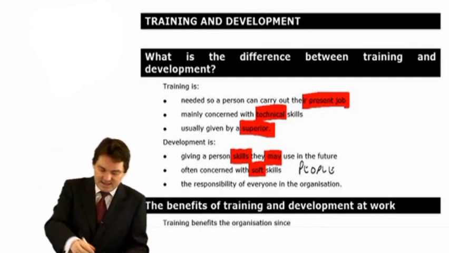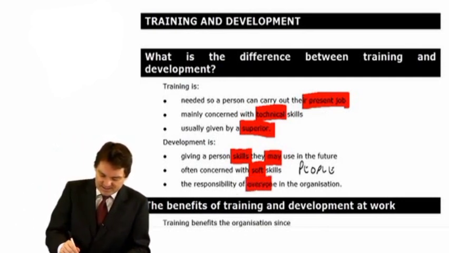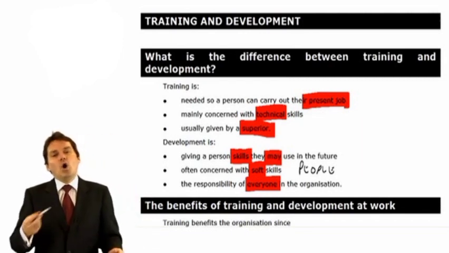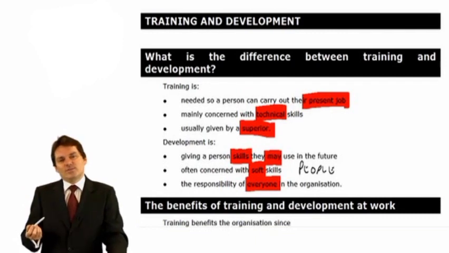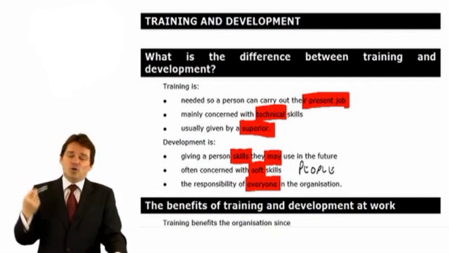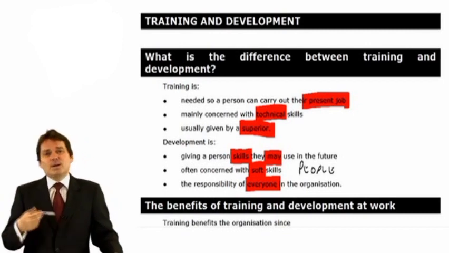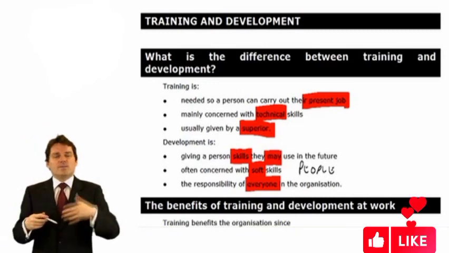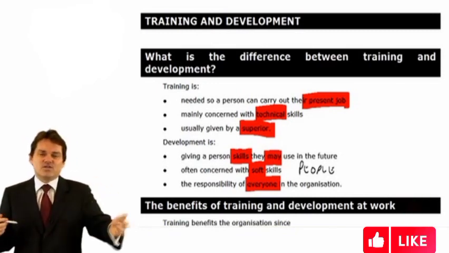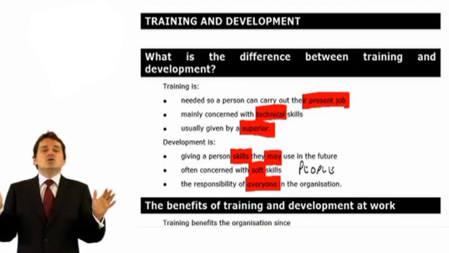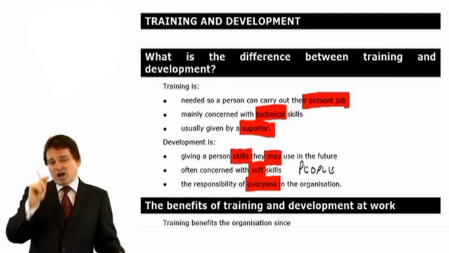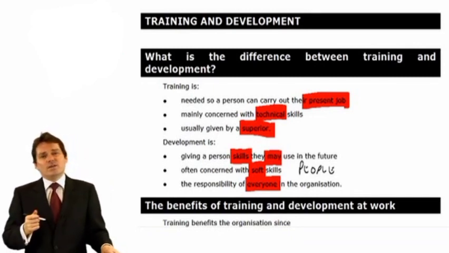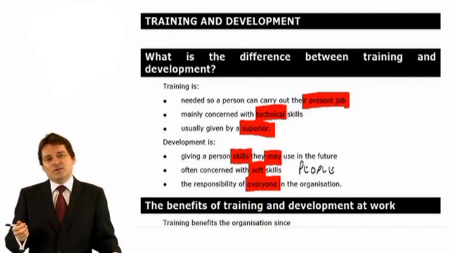And finally, it says their development is the responsibility of everyone in the organisation. So it could be a work colleague who tells me how to do something that will improve my performance. It could be my boss. It could be somebody in another part of the organisation who shows me a trick to doing something that will make my life a little bit easier, that will make things go a little bit faster. So training tends to be your boss. I've given you a task, let me show you how to carry it out. Development, on the other hand, could be anybody inside the organisation.